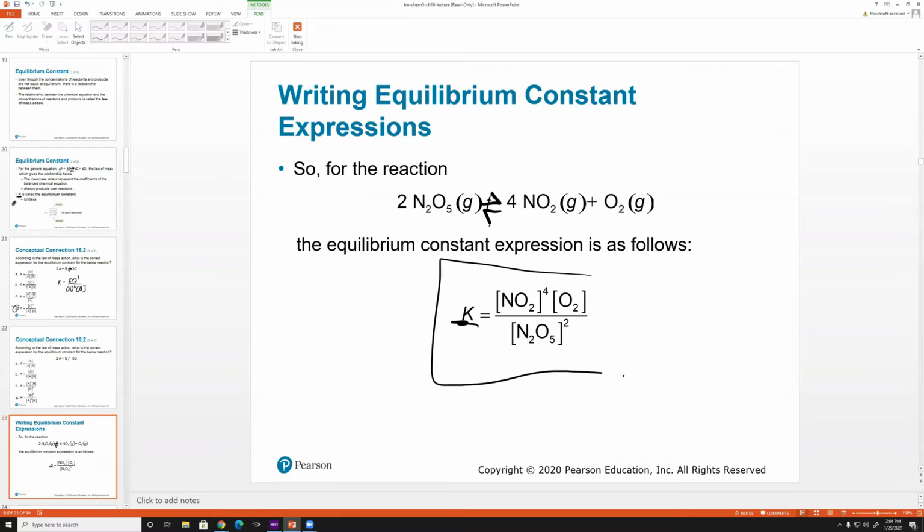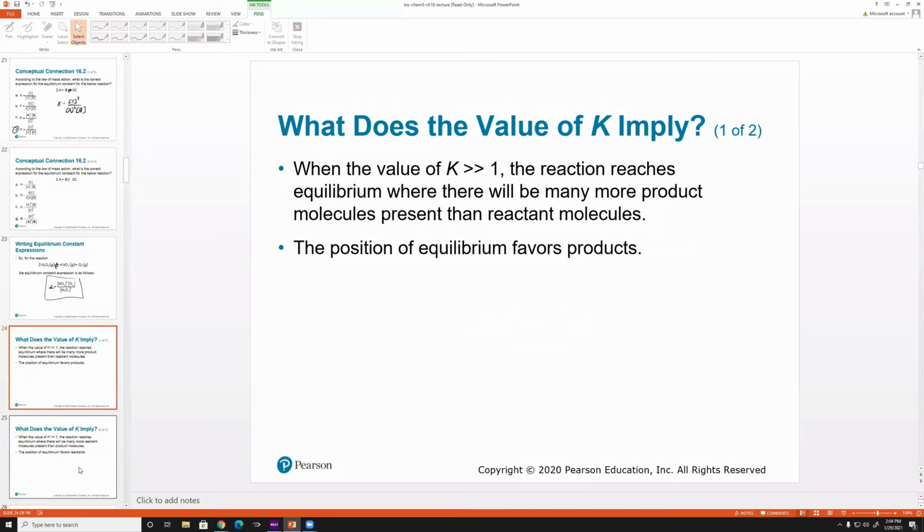So that would be your equilibrium constant. Now, what can we determine from this equilibrium constant? We can say that when K is much greater than 1, the equilibrium favors the concentration of the products more, meaning there's going to be more products than reactants when the equation reaches equilibrium.